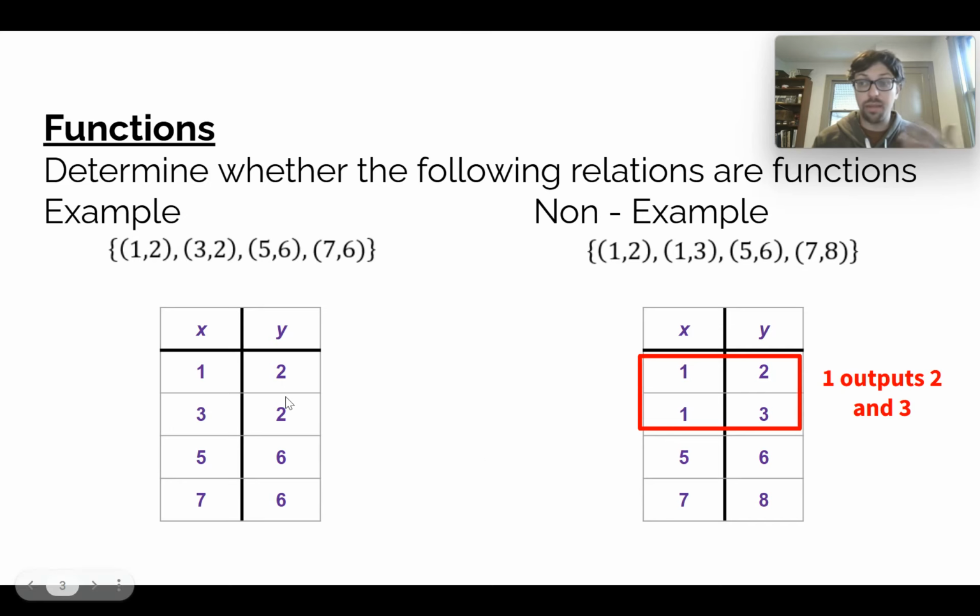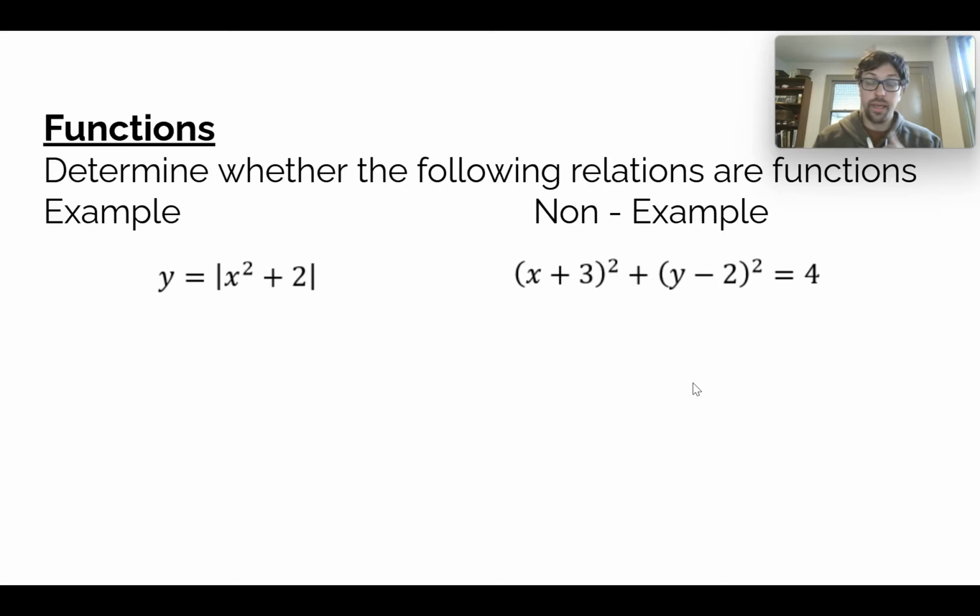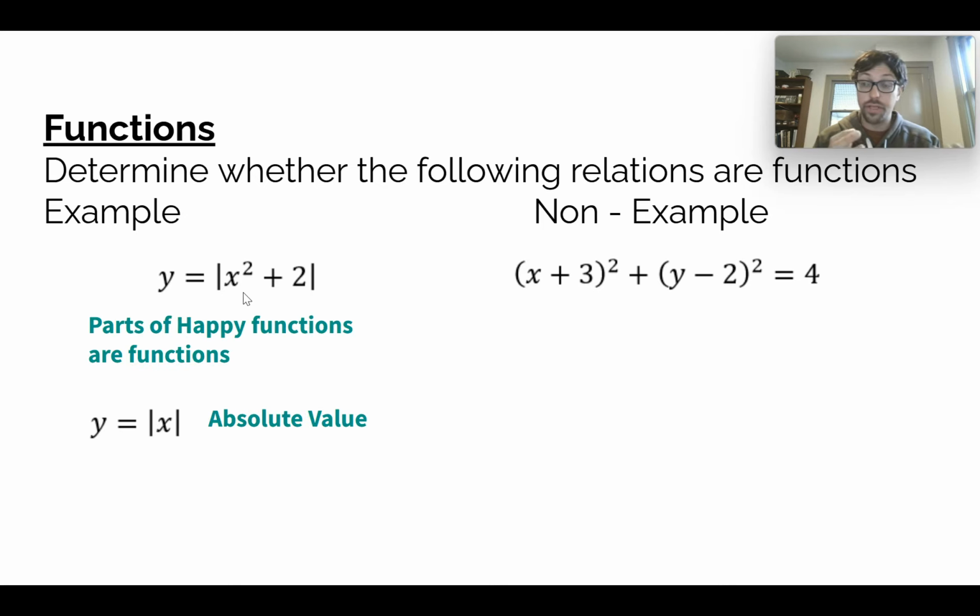We can output the same thing multiple times. That's okay. But when we put something in and we get different things out, that does not make it a function. In these examples, we are looking at equations. This first one is a mixture of different functions put together. I can see parts of our happy functions there. There's an absolute value function overall, which is a function, so that's okay. And then there's also a quadratic inside of there that is also a function, so that is a function overall.